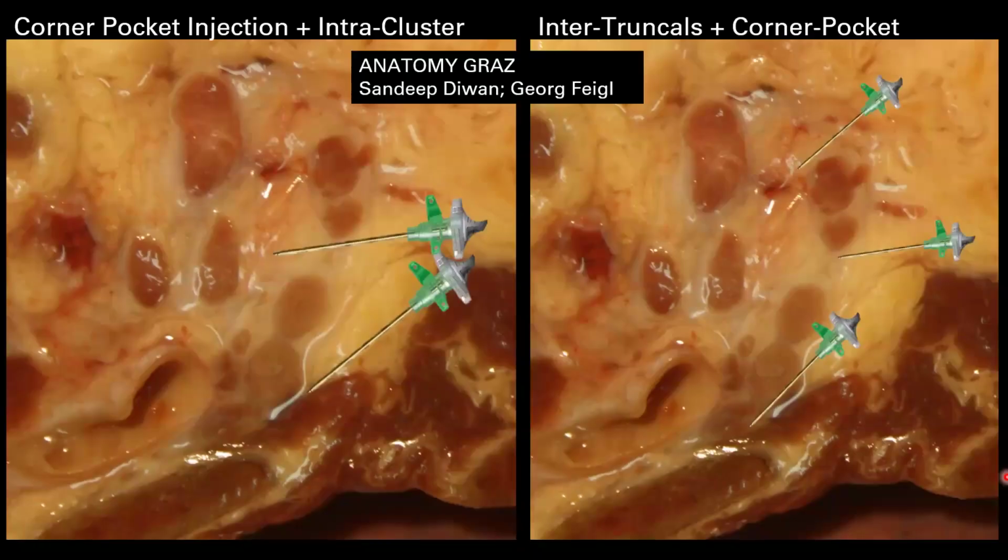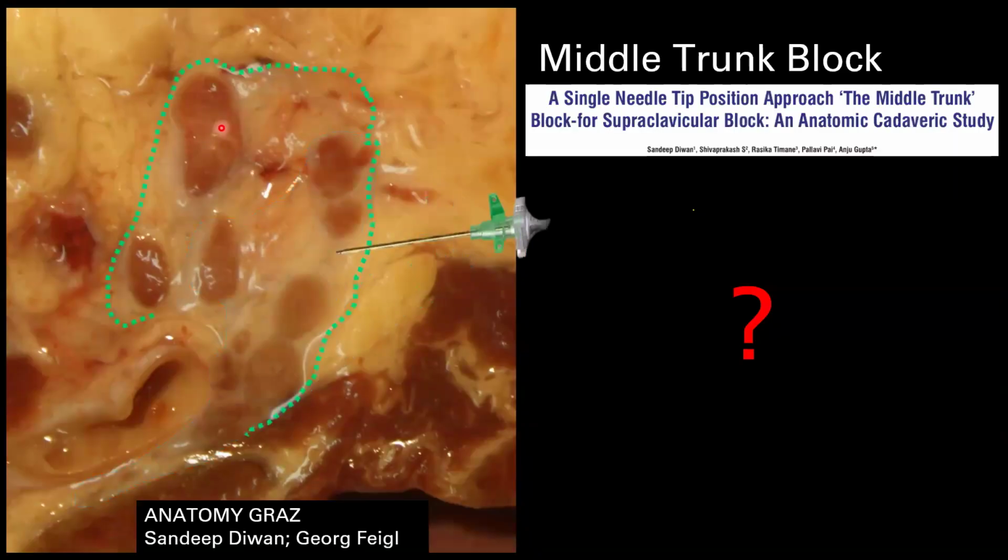So corner pocket injection plus intracluster is something like this. This is the intracluster and corner pocket and intertruncals. So these are all the intertruncals along with the corner pocket. This is something which has been described in the literature, which they say most of the time gives you an adequate block, but I'm not sure about the superior trunk again.